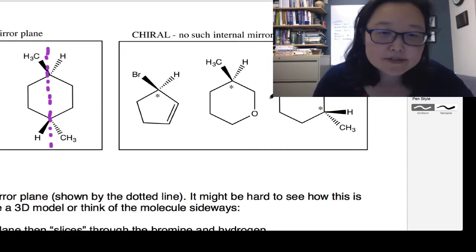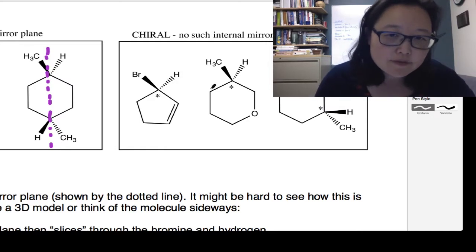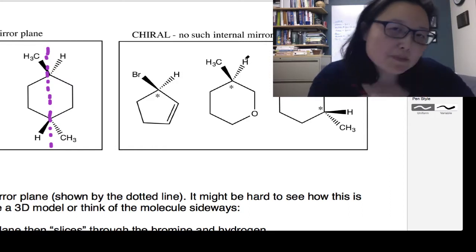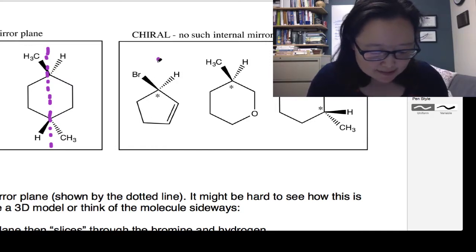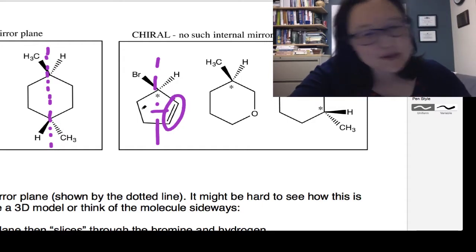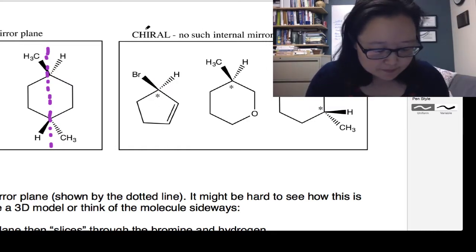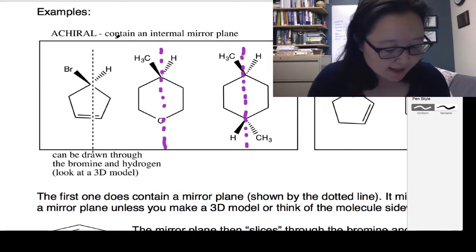These are all chiral centers. So just take a moment and confirm that with yourself, that there are 4 different groups on each of these chiral centers. Now when you try to slice through with an internal mirror plane of symmetry, you'll see that you can't. When you try to slice through, this double bond does not see itself over here, right? So there is no internal mirror plane. So we call that chiral because it is a feature of asymmetry, and these are achiral.